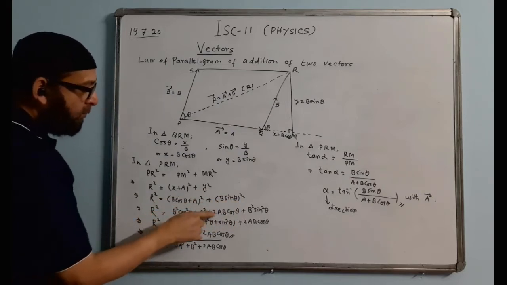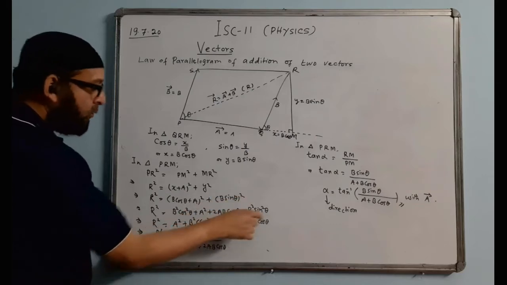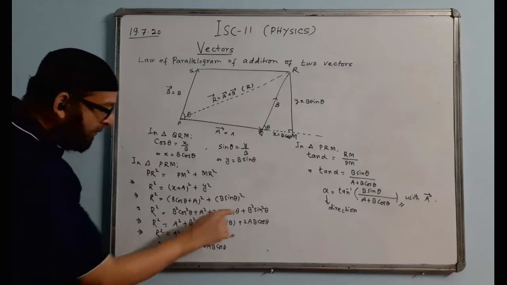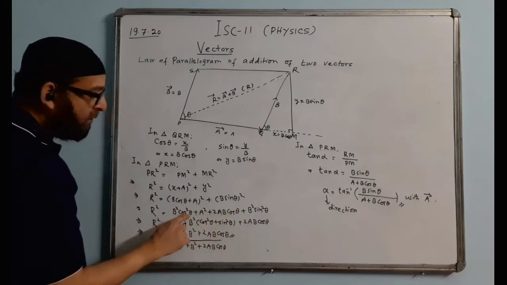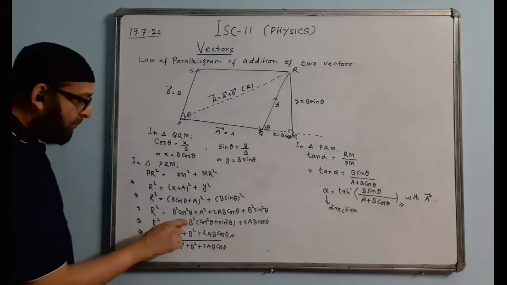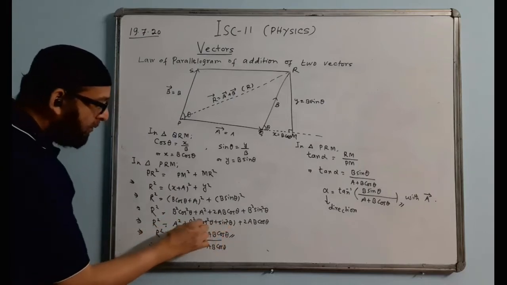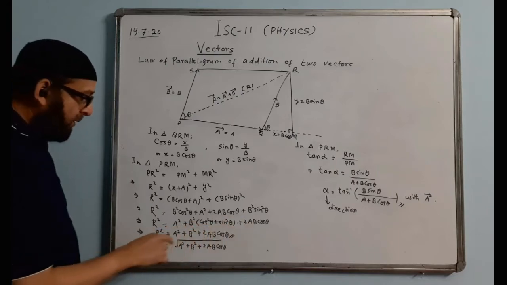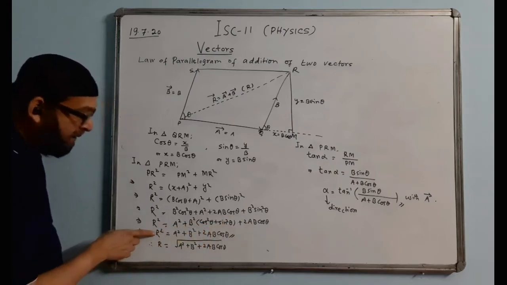a square plus b square cos square theta plus 2ab cos theta, plus b square sin square theta coming. Write a square first. b square is common, so you get cos square theta plus sin square theta, which is 1. So b square into 1 is b square only, plus 2ab cos theta. This is the formula for finding the resultant.